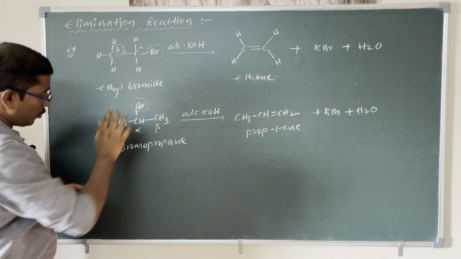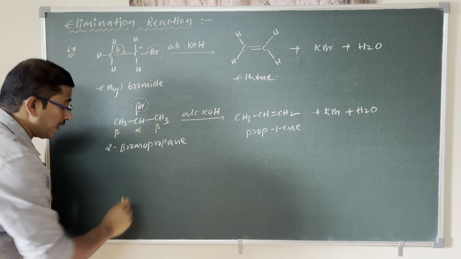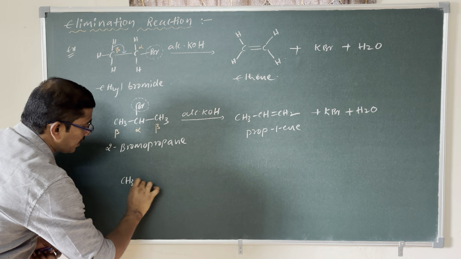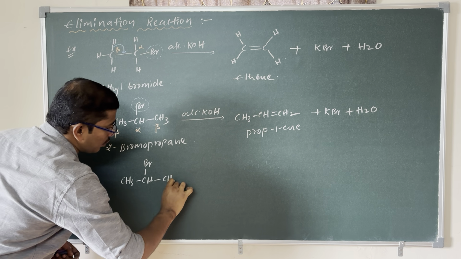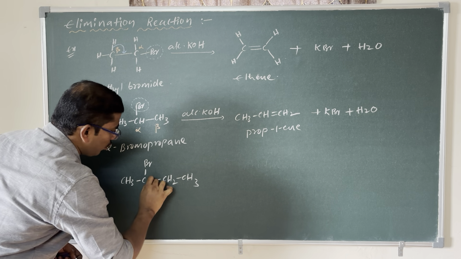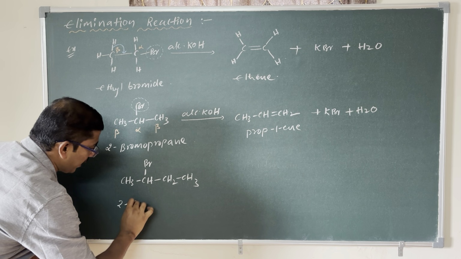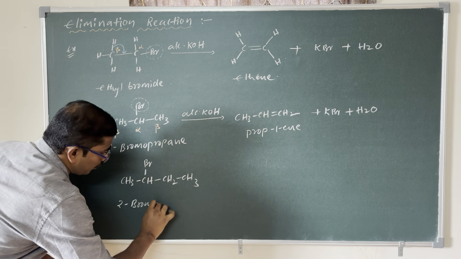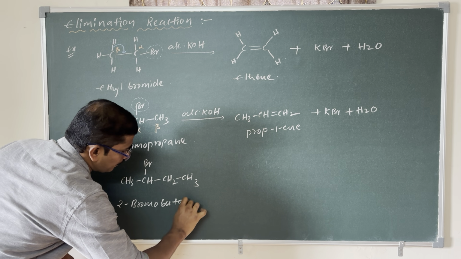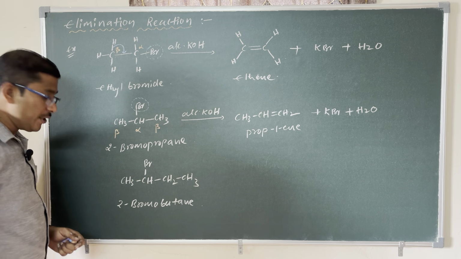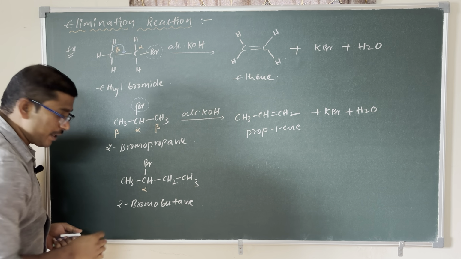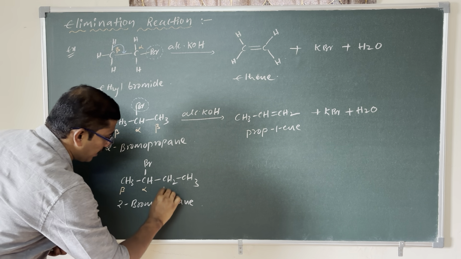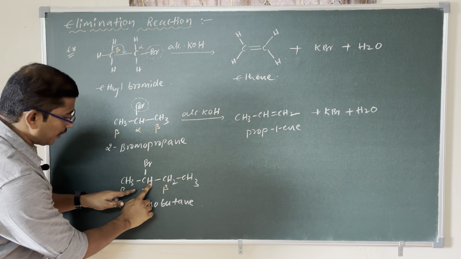But up to this, no problem. For example, I am going to take here CH3, CHBr, and CH2CH3. 2-bromobutane. The name of this compound is 2-bromobutane. Now here the halogen attached carbon atom is the alpha carbon, and this is a beta carbon and this is a beta carbon. One alpha hydrogen is there.